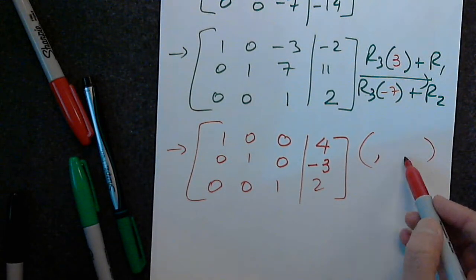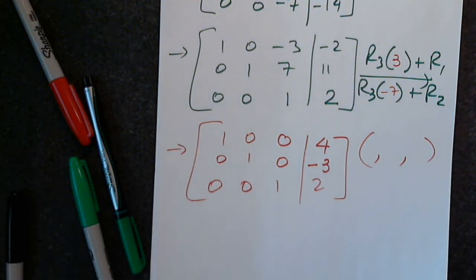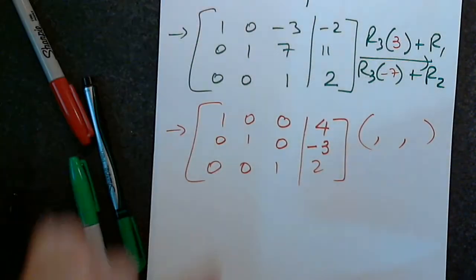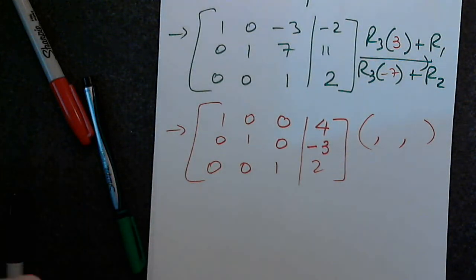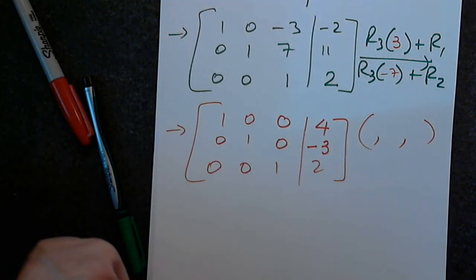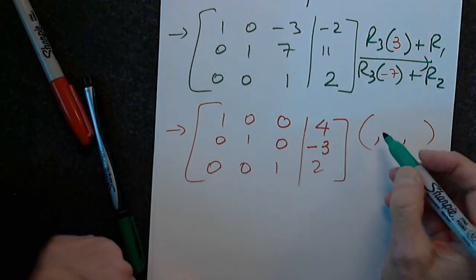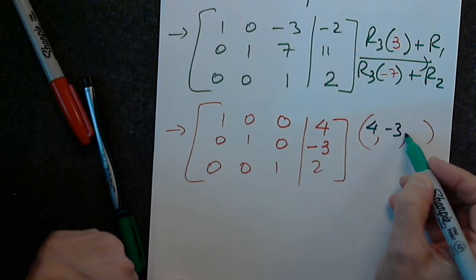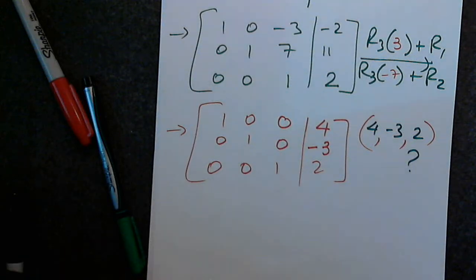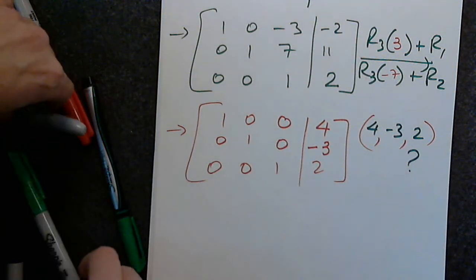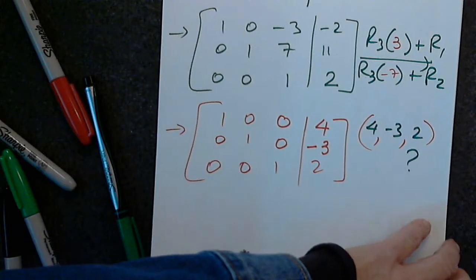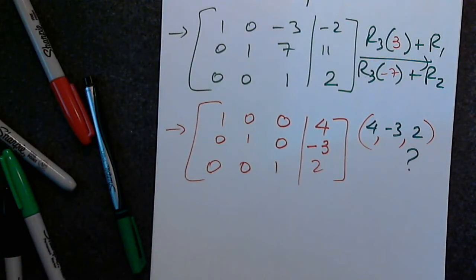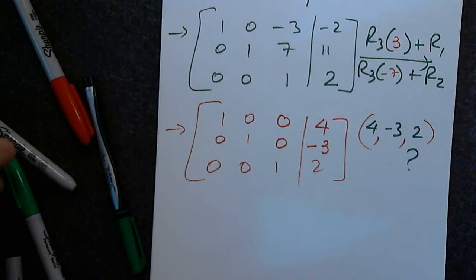I have the solution now. Do I know whether it's true? No, not yet. I haven't checked. But I have a solution. It appears that the solution is, assuming we didn't make a mistake, 4, negative 3, 2, with a question mark. I don't know yet. Don't trust it. It's very easy to make an error here. Any questions so far before we check?